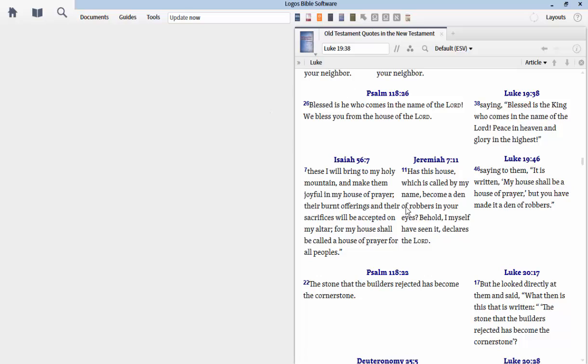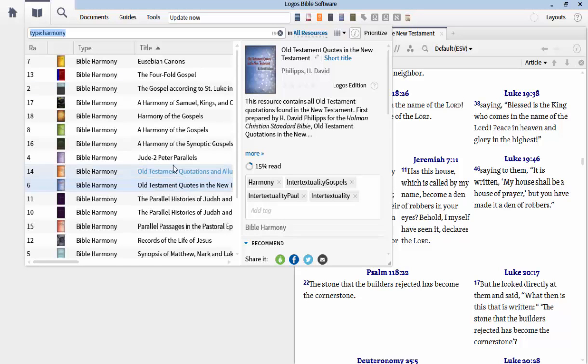So just a quick reminder of how you can find Old Testament quotations in the New Testament. Where is this from? We'll open one of those two resources, or both, that you have here: Old Testament quotations, Old Testament quotes. You have it in your library in the category of Bible harmony. The type is harmony.